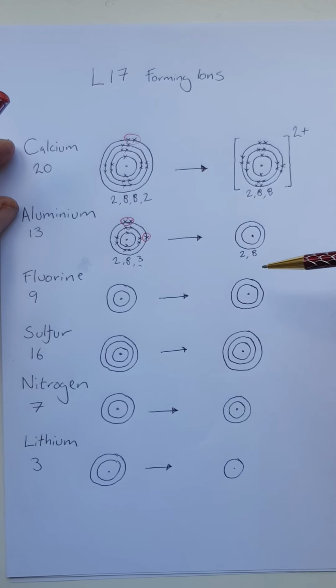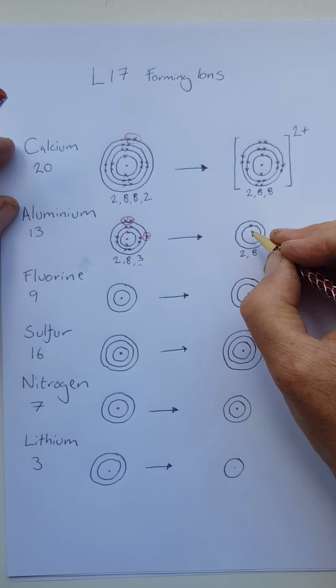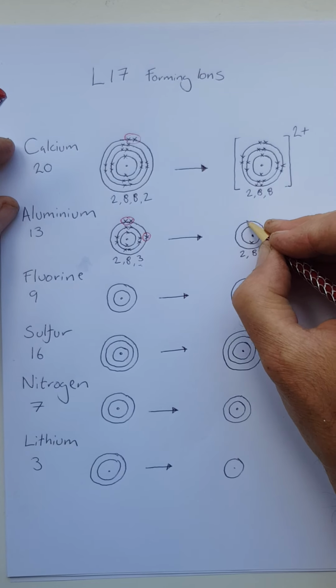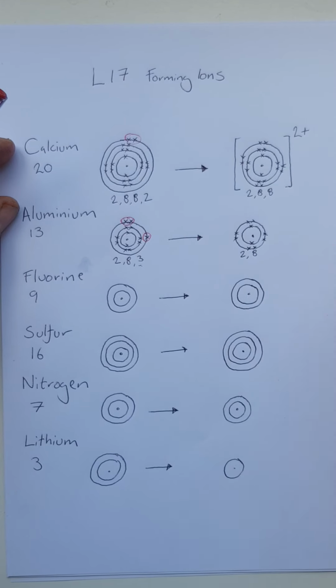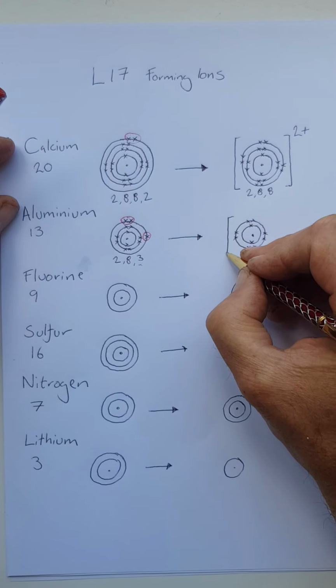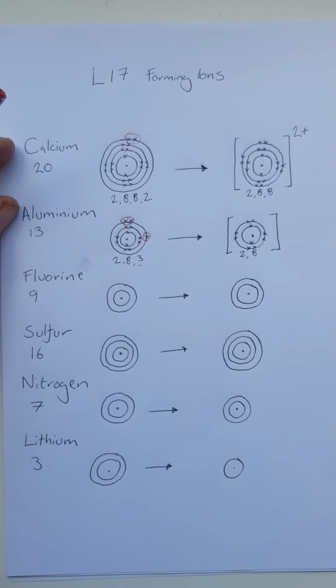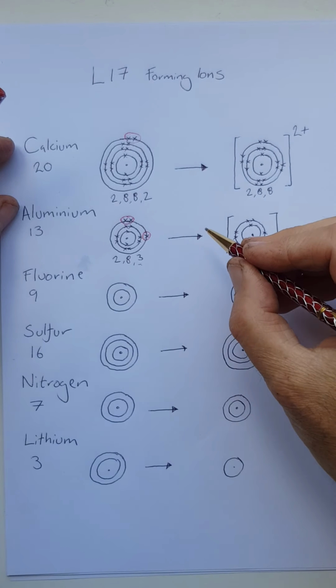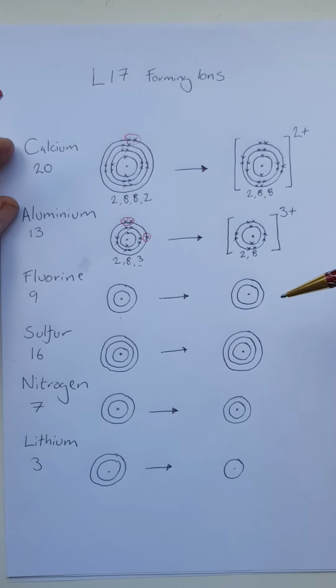It's going to go to this electron configuration, 2, 8. This is the electron configuration for neon, a noble gas. So it's now got 1, 2, 3, 4, 5, 6, 7, 8, 9, 10 electrons. We have to put the bracket around the outside because we now have an ion. We don't have an atom anymore. The atom is in the periodic table. It's lost 3 electrons, so it's 3 plus. It's got 3 more protons than electrons. So that's the aluminium ion.